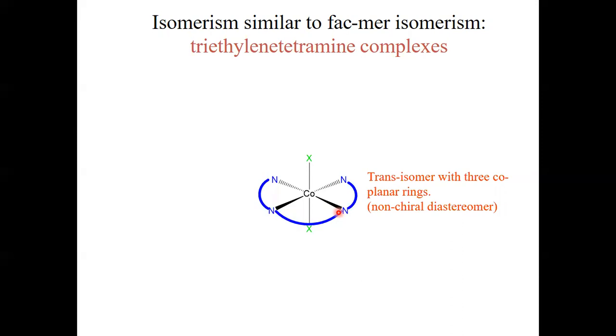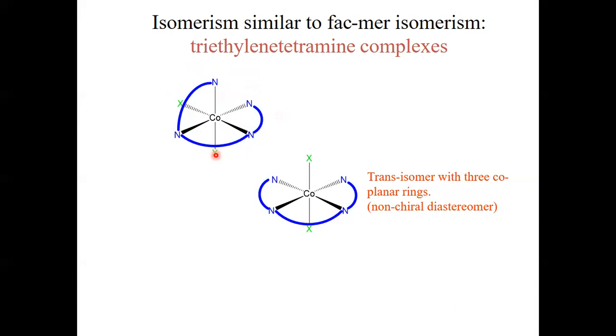So now we can move one or more rings out of the plane. So for instance, we can construct isomers in which two rings are coplanar and one ring is not. And this is shown here. We see that these two rings are still coplanar, but this ring here is not coplanar to the other two rings anymore. So that forces the two monodentate ligands X here into cis position.